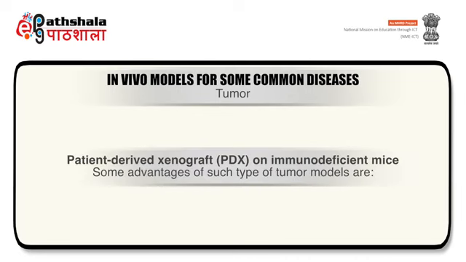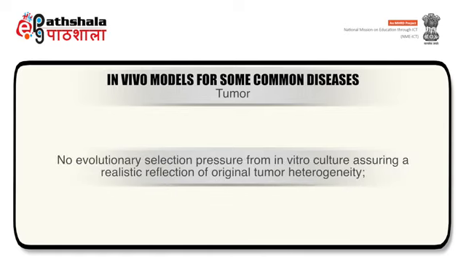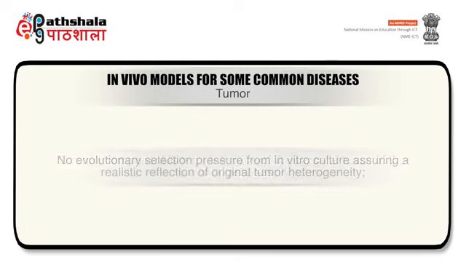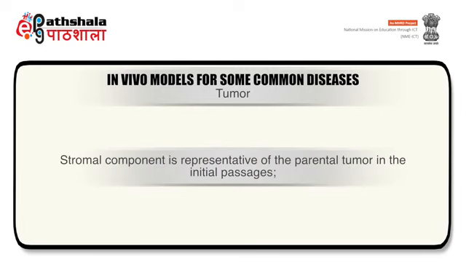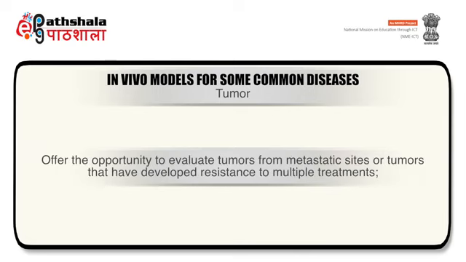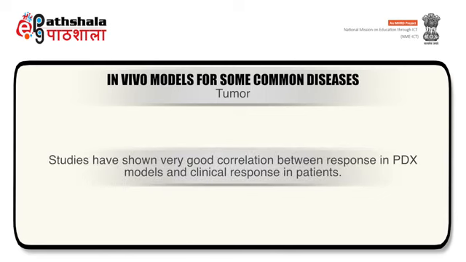The third category is the patient-derived xenograft on the immunodeficient mice. Some advantages of such type of tumor models are: first, no evolutionary selection pressure from the in vitro culture, assuring a realistic reflection of original tumor heterogeneity. The stromal component is representative of the parental tumor in the initial passages. They offer the opportunity to evaluate tumors from metastatic sites or tumors that have developed resistance to multiple treatments. These studies have shown very good correlation between the response in pharmacodynamic models and clinical response in patients.